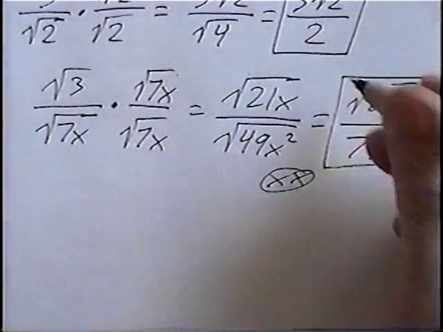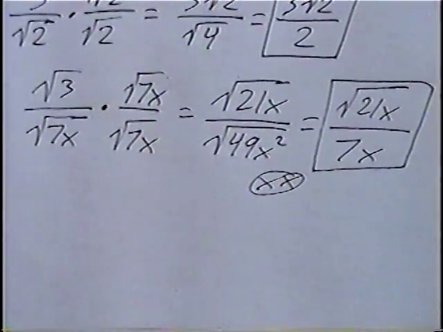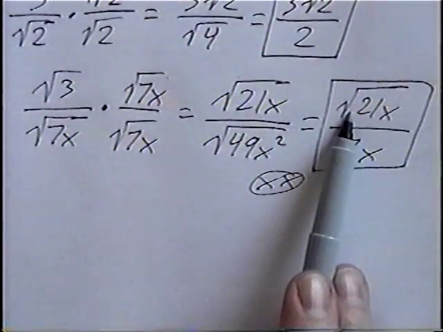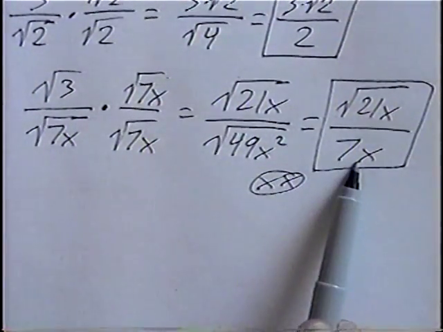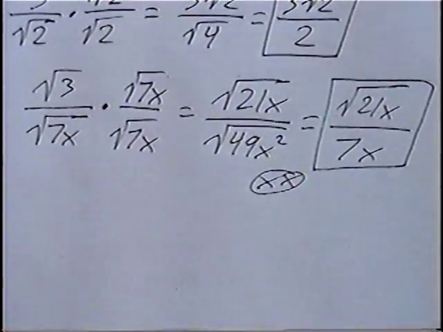And your final answer would be radical 21x divided by 7x. And again, the numerator is in the radical, the denominator is not, so you cannot simplify the 21 and 7 or the x's.